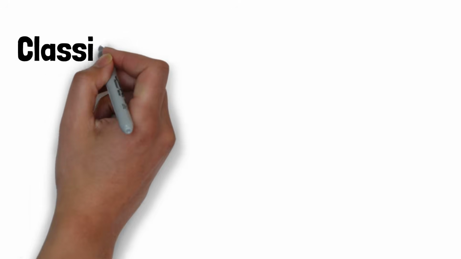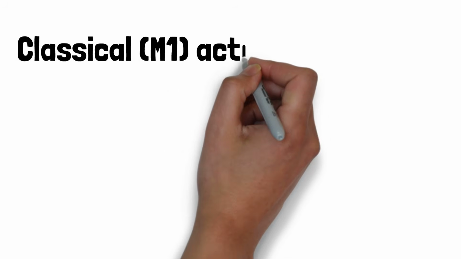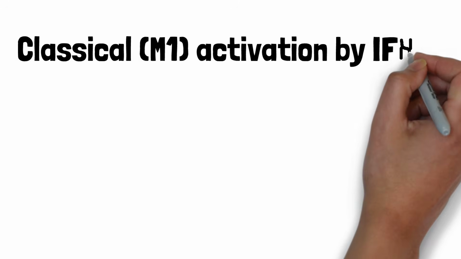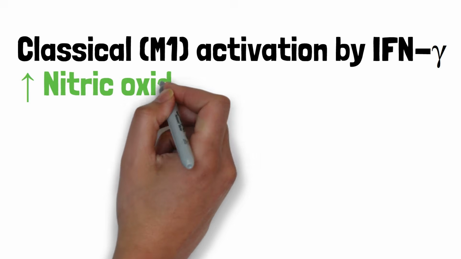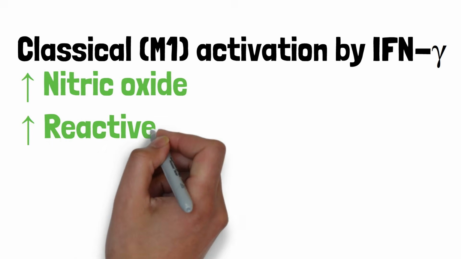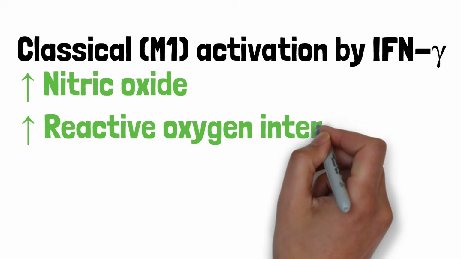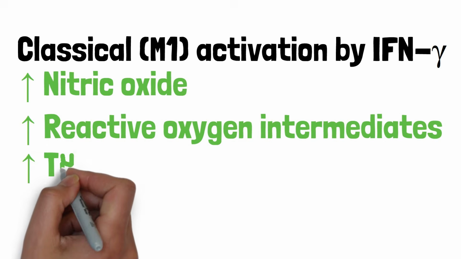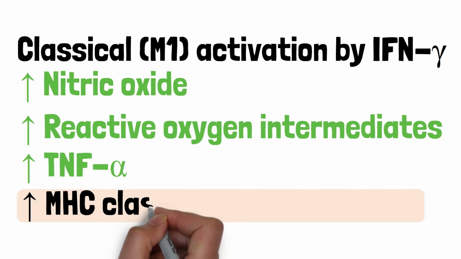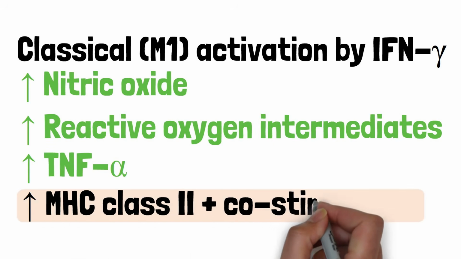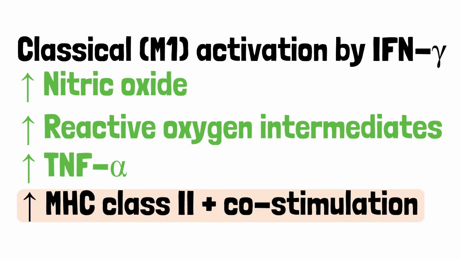Now that we've covered the two goals, let's talk about what classical or M1 activation actually does to a macrophage. IFN-γ is the trigger, and it dramatically boosts the macrophage's microbicidal capacity. As a result, you get increased nitric oxide, increased reactive oxygen intermediates, and increased TNF-alpha, three separate weapons pointed at the ingested pathogen. But activation does something else too. It upregulates MHC class II and co-stimulatory molecules, which is exactly what lets this macrophage turn around and present antigen to a naive Th cell.